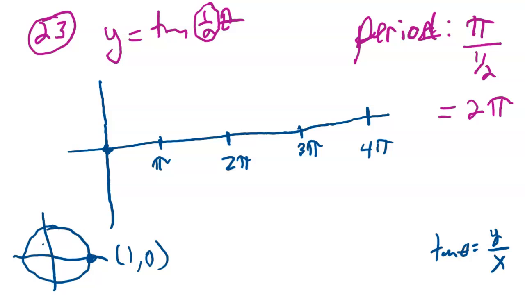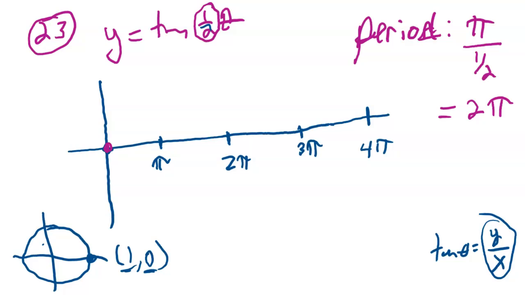When I plug it in here, I'll get 1/2 times 0. 1/2 times 0 is 0. Tangent of 0 is the same thing as y over x. Y is 0. X is 1. So therefore, it's 0. Tangent of 0 is 0.